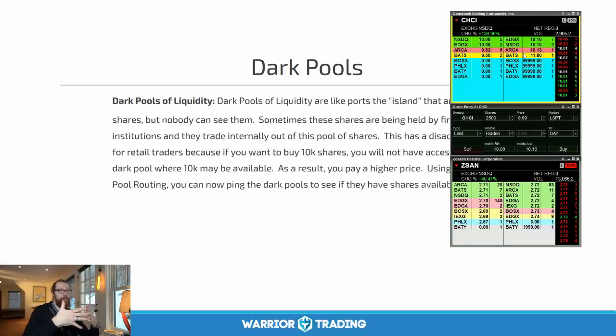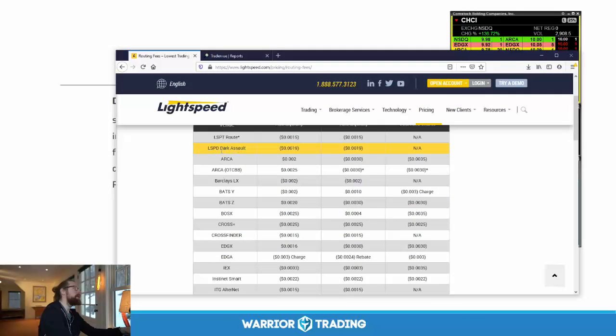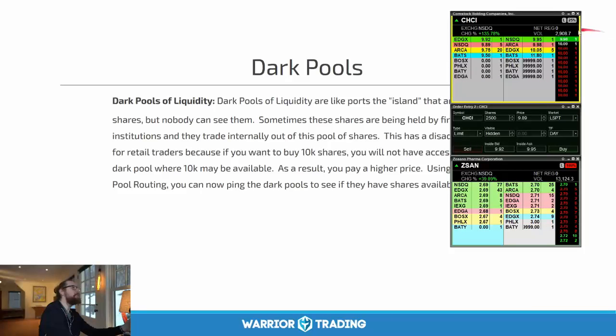But sometimes there will be a situation where one of the institutional routes, the ECNs that are really only used by institutional traders, will actually have shares at the price that you wanted. And so you might have ended up paying a higher price because your broker didn't search for that piece of liquidity. Now, if I route just through a typical ARCA, NASDAQ, NYSE, BATS, they're not going to try to hit the dark pools. Lightspeed actually has made a custom ECN called the Dark Assault, LSPD, that searches for dark pool liquidity. And there may be instances where that will help you.